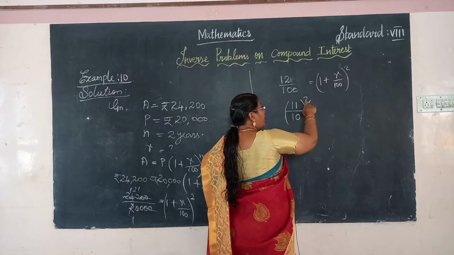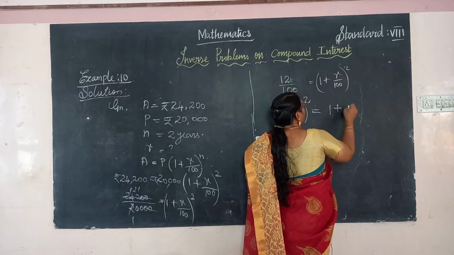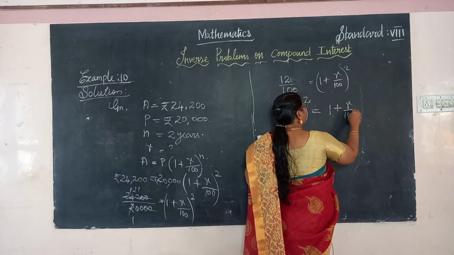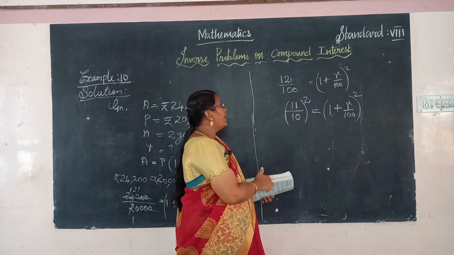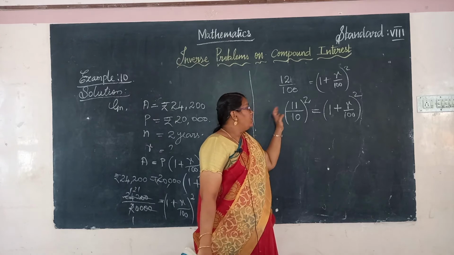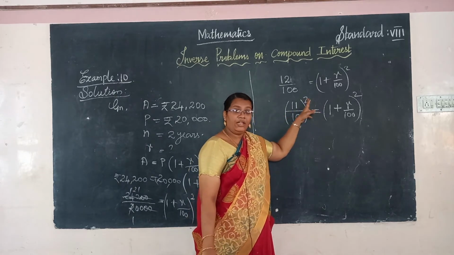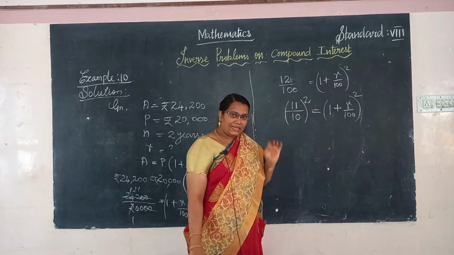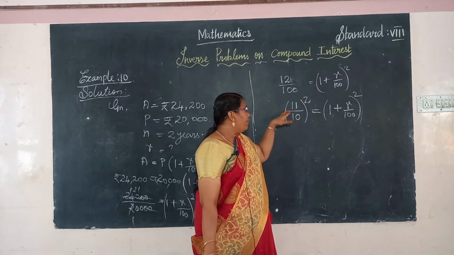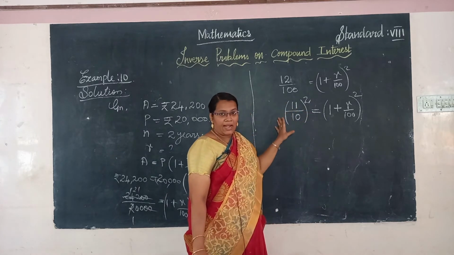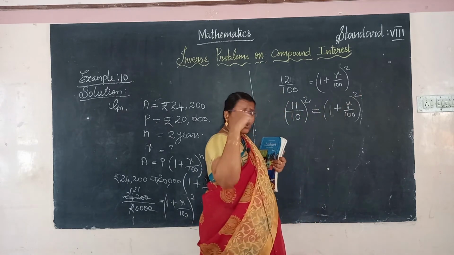Why do we write in power? Because the right hand side is in power. So for easy calculation we write the left hand side also in the power of 2. 11 squared, everyone knows, is 11 multiplied by itself twice. So 11 elevens are 121 divided by 10 square, 100. Now take the square root on both sides, the square will be removed.